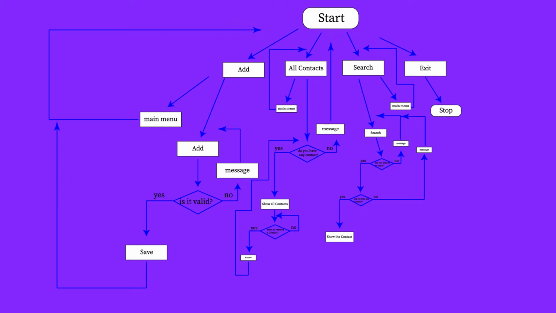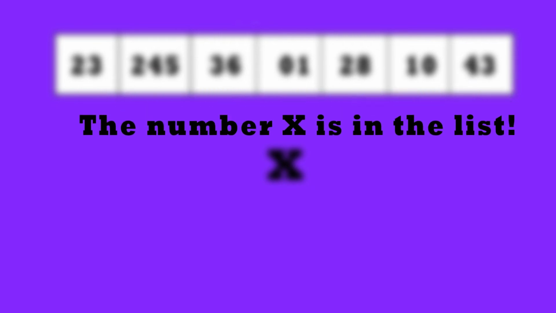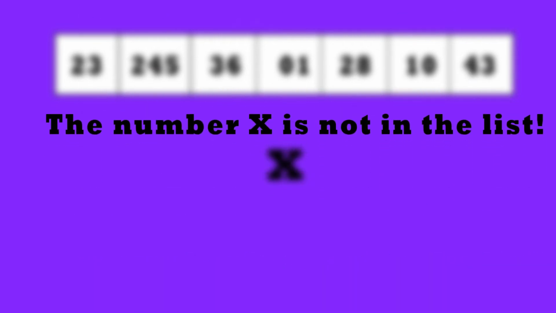Let's have an example of how we can translate the process flow into a programming language. We have a list of numbers, and the user gives us an input, the number X, and he or she wants to see if the number is in the list. If so, he or she gets a message on the screen which says, the number X is in the list. Otherwise, he or she gets a message which says, the number X is not in the list.